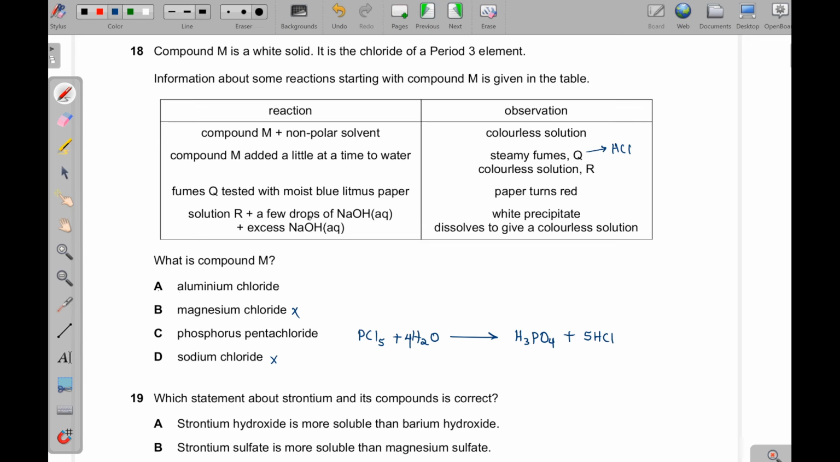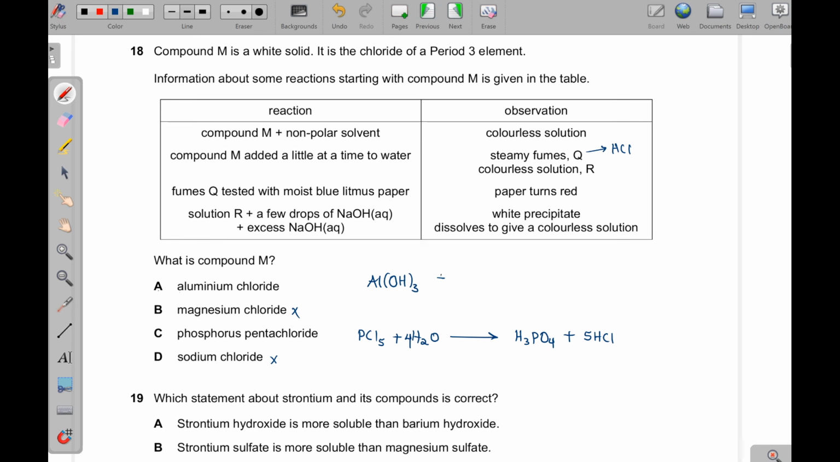Okay. Now, when we add a few drops of sodium hydroxide, we are going to get the white precipitate. That white precipitate is this one here. You have aluminium here. You are adding it to sodium hydroxide. You are going to get aluminium hydroxide. Okay. That is the white precipitate you're going to see there.